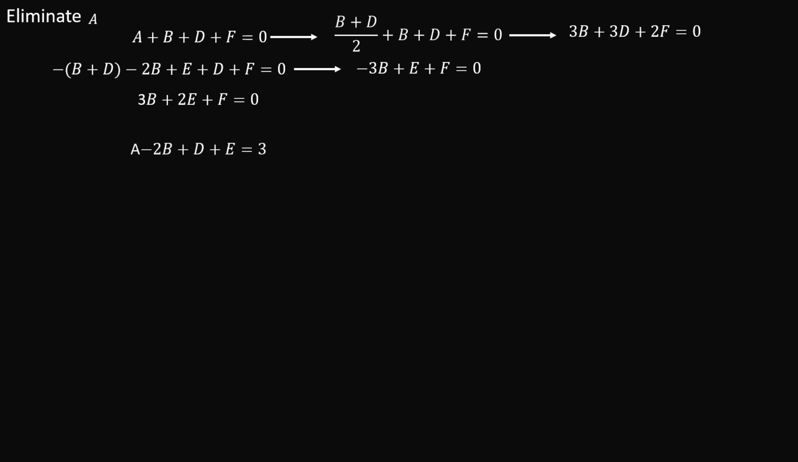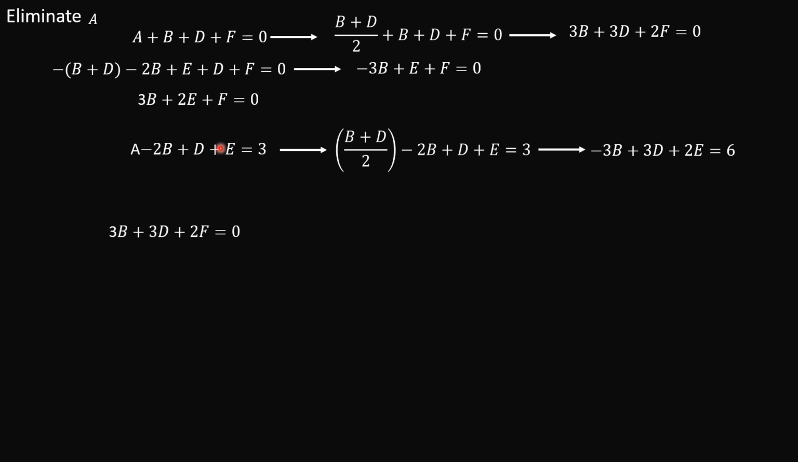And in the fourth equation, we have a at the beginning, so that becomes (b + d)/2 - 2b + d + e = 3. And that now results in -3b + 3d + 2e = 6.